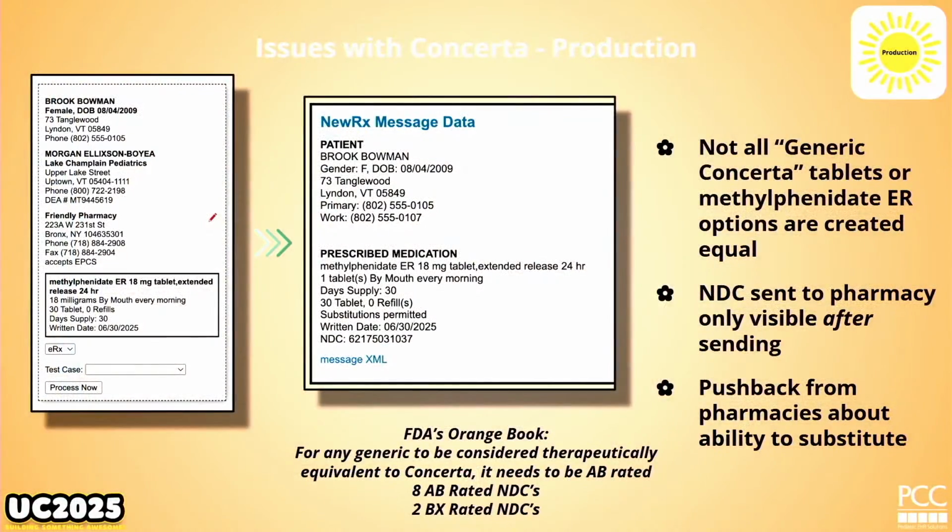The FDA rates generics. When the patent expires, here comes the FDA, and they're rating all these different generics. For generic Concerta, for the methylphenidate ER, we're talking about 18s and 27s, right? We're not talking about the 10s. There are 8 AB-rated NDCs. Those ones are cool. They have the osmotic pump. And then there's 2, I don't know who's making them. Well, actually, I do, but they don't have the osmotic pump. And those ones are not created therapeutically equivalent.